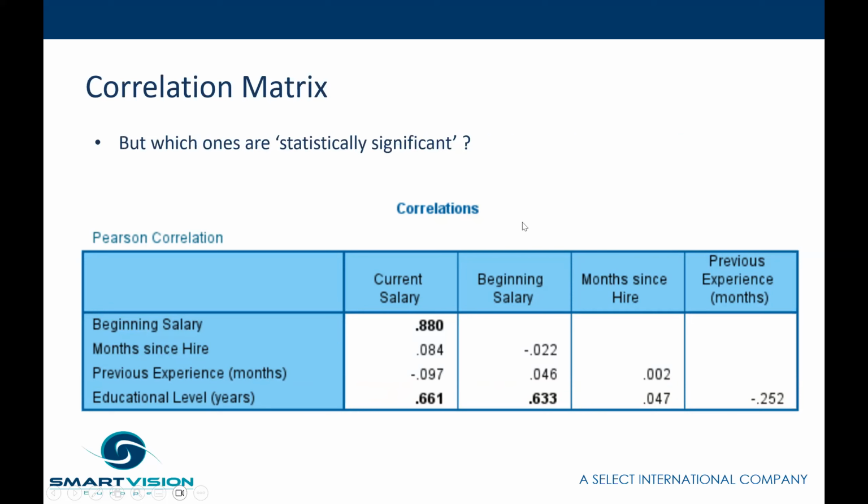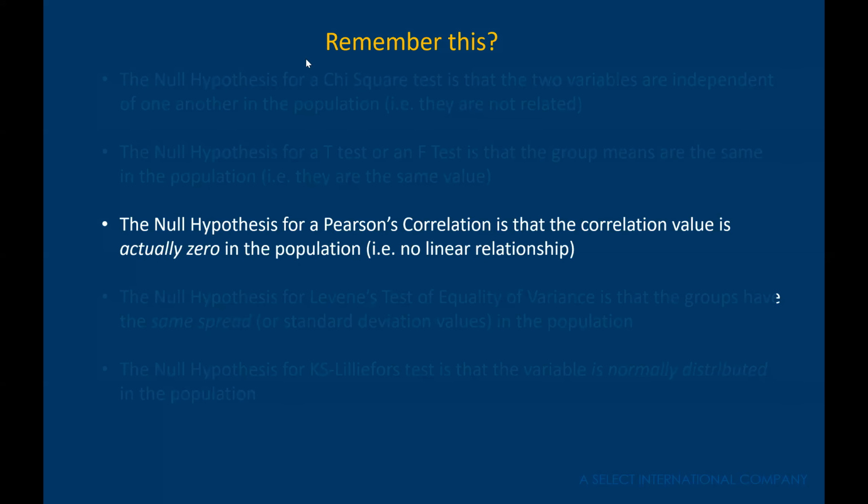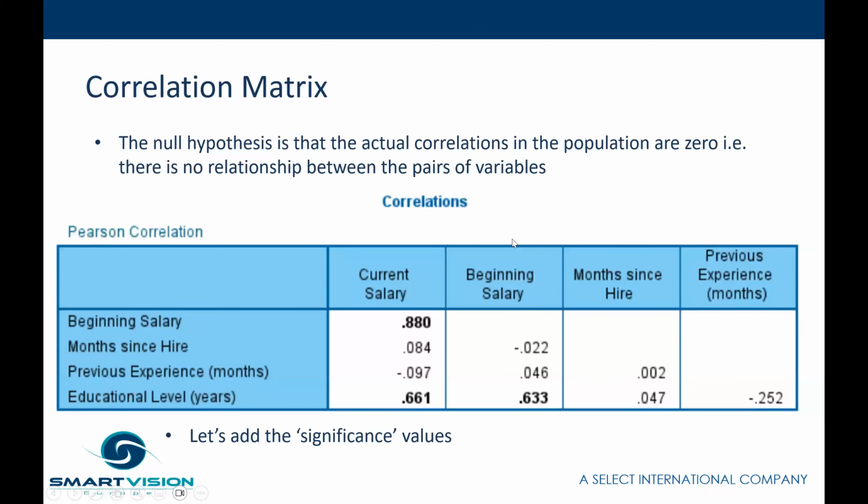Okay. But which ones are statistically significant, to use that term? Well, that's a different question from saying how strong the relationship is. Because as we know, when we test for significance, we're testing in one direction. We're testing a very, very narrow thing, which is the null hypothesis. And you've got to remember that the null hypothesis for Pearson's correlation is that the correlation value is actually 0 in the population, i.e. no linear relationship.